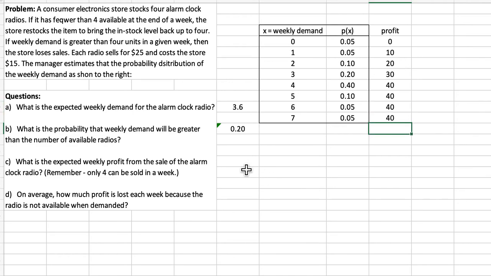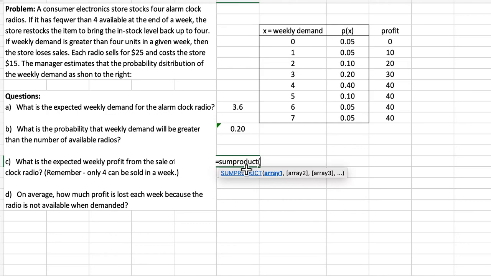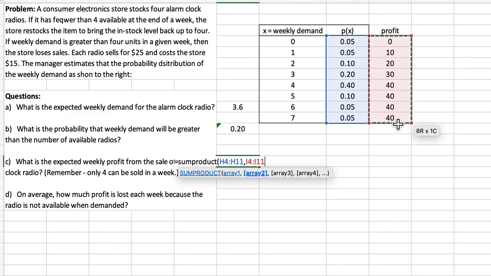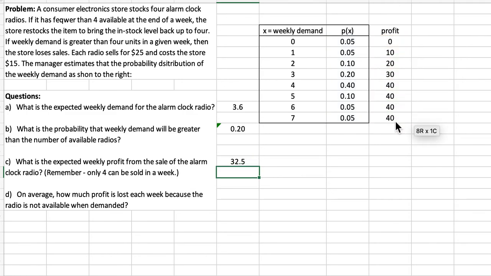Then I'm going to use my nifty SUMPRODUCT formula again. I'm going to use this column and this column to give me the expected profit. And that is $32.50.